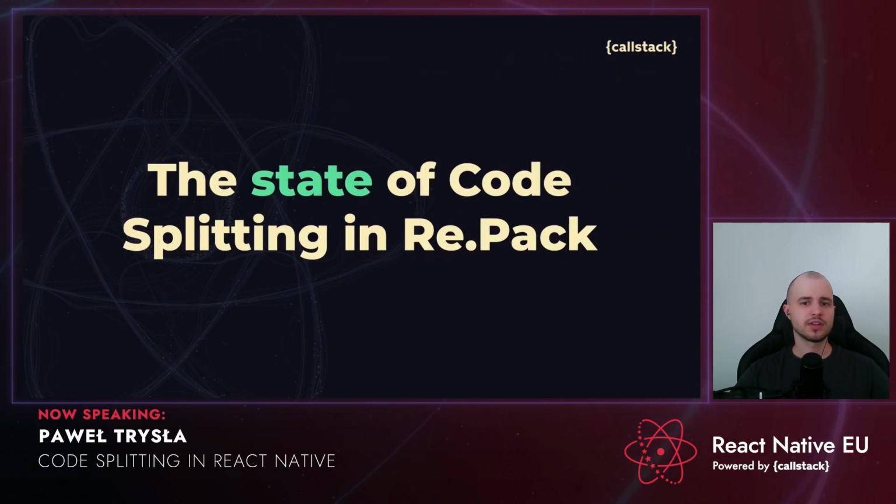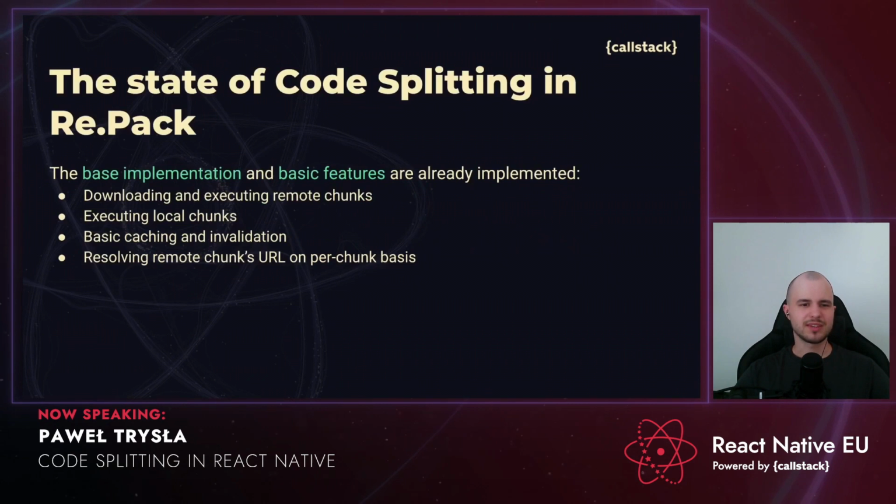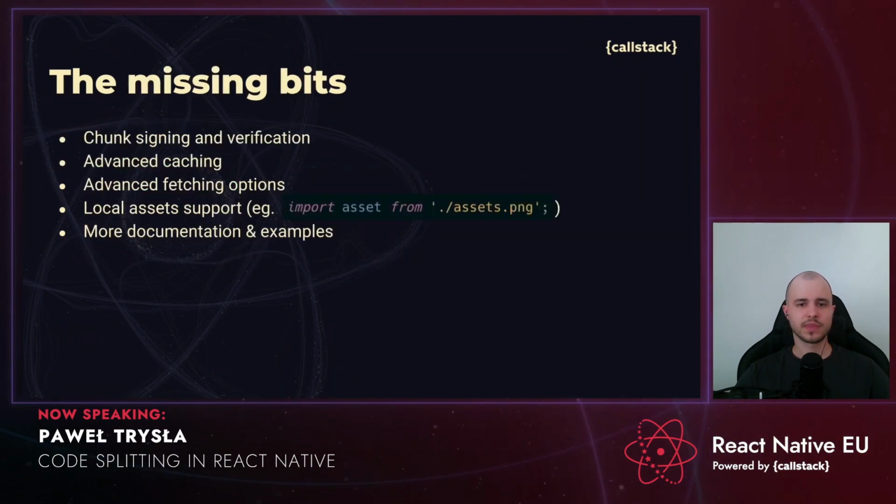So let's summarize the state of code splitting in Re.Pack. The base implementation with basic features is already implemented. You can download and execute remote and local chunks. You can leverage a basic caching and invalidation mechanism. You can provide custom URL resolution logic for each remote chunk, and you can do all of that today, and there are more things to come.